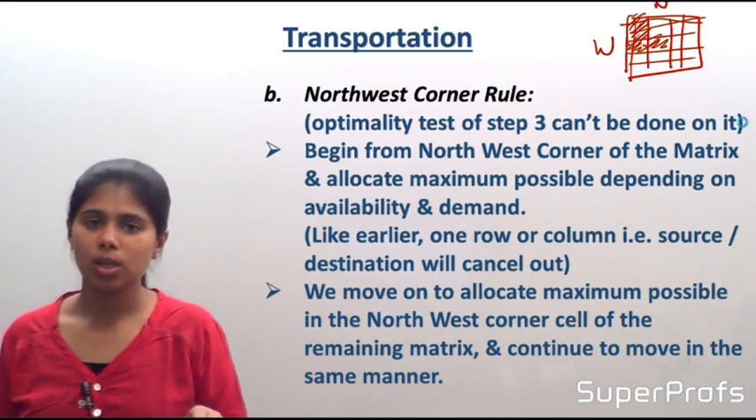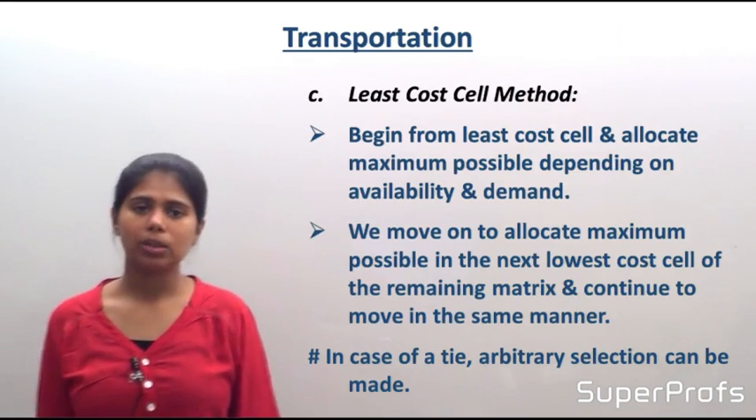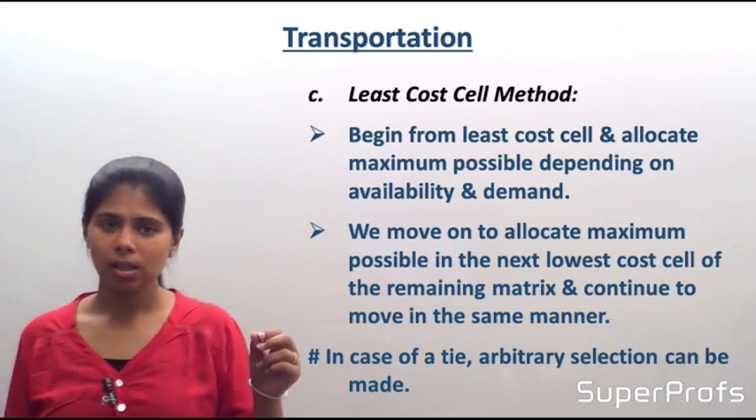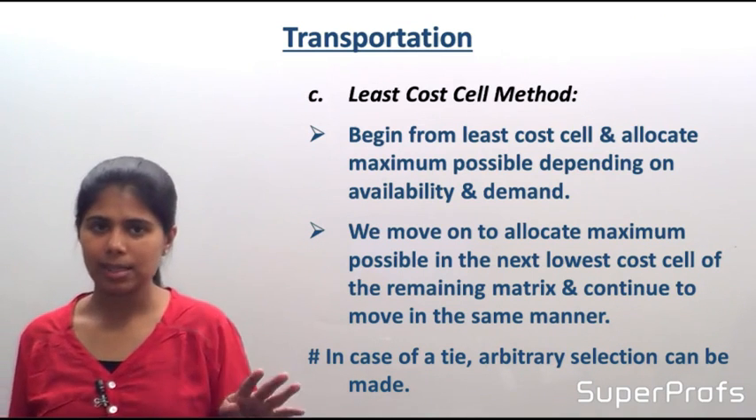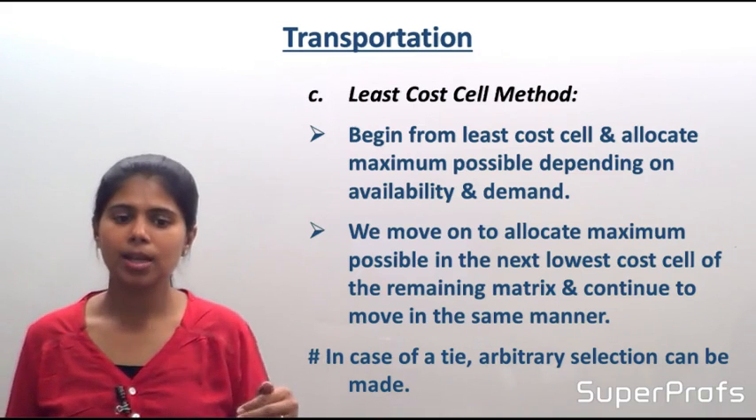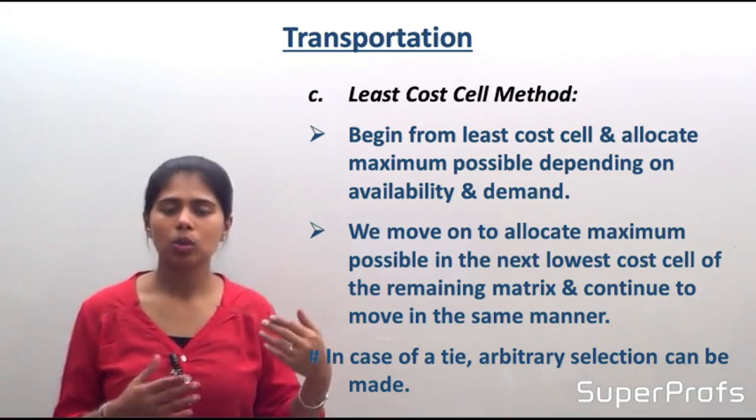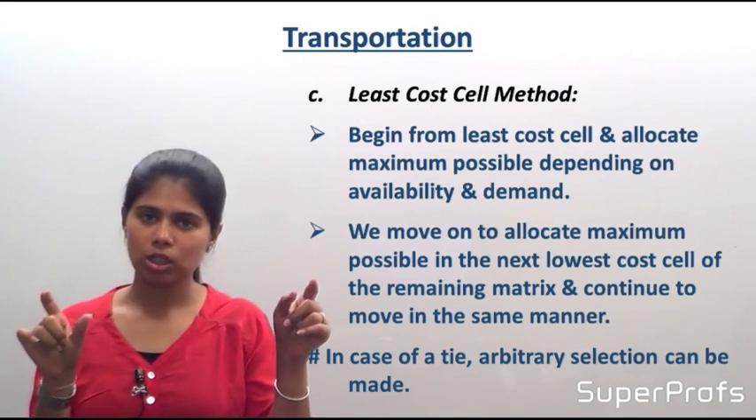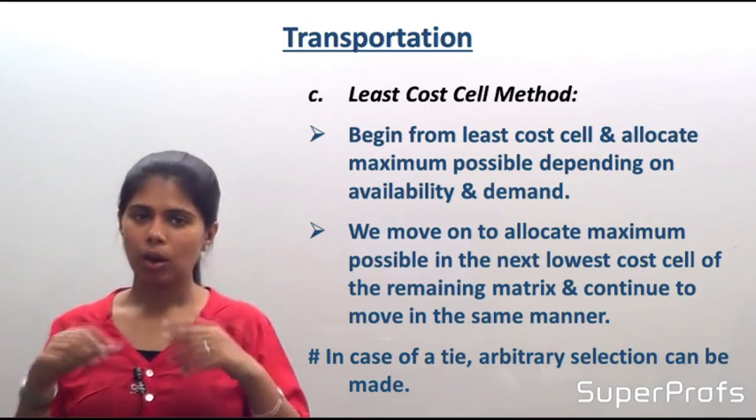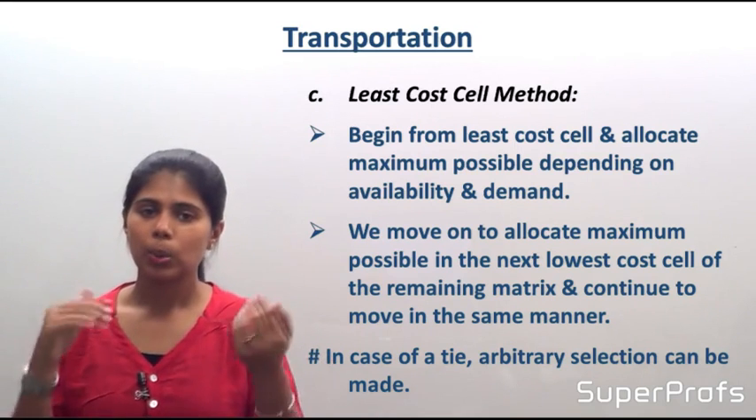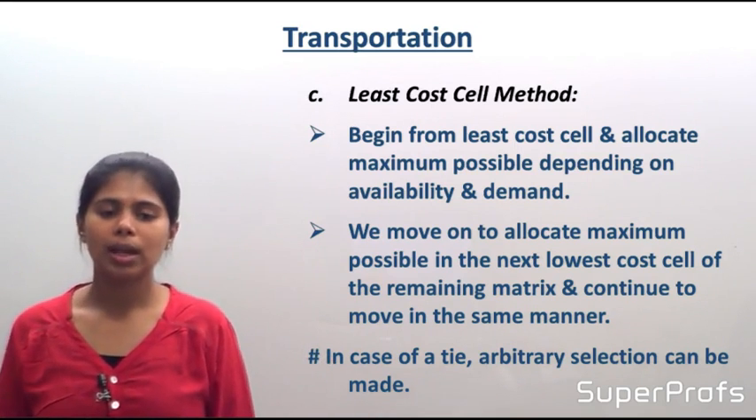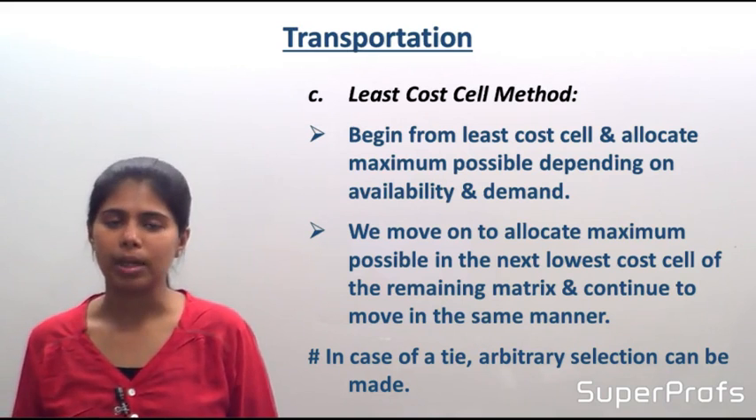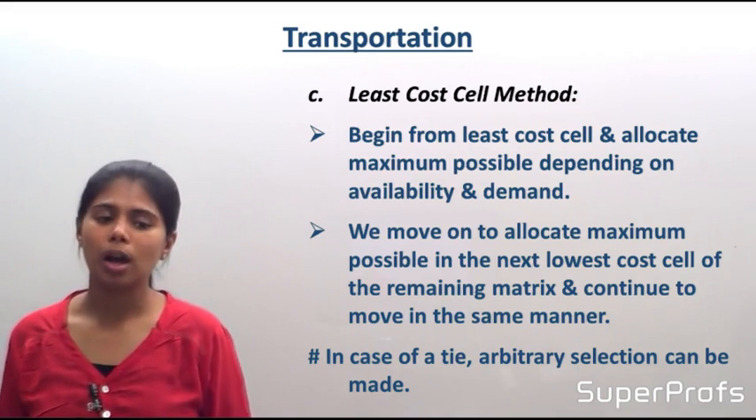Now what is the lowest cost cell method? As you can understand from the name, in the lowest cost cell method we begin with the least cost cell and we allocate the maximum possible in that cell based on the availability and the demand. Whichever source or destination is exhausted, we cancel that out. Out of the remaining, again, we find the least cost cell and do the same thing again. We allocate the maximum possible in the lowest cost cell of the remaining matrix and continue in the same manner. If we have a tie, then we do an arbitrary selection.